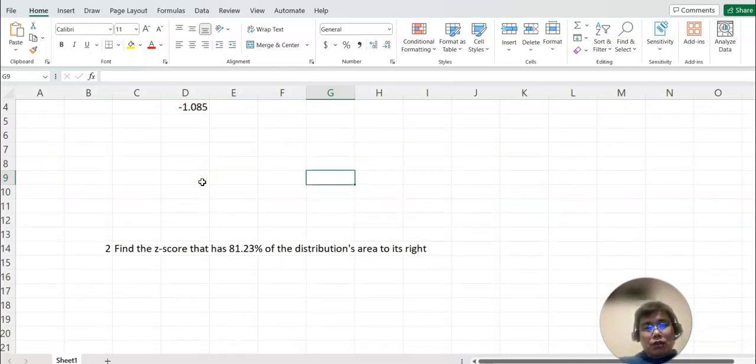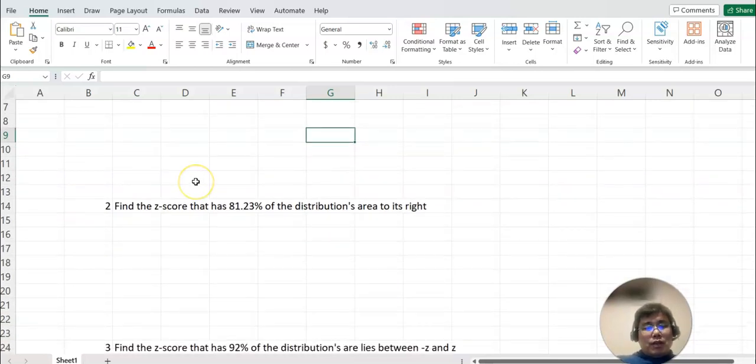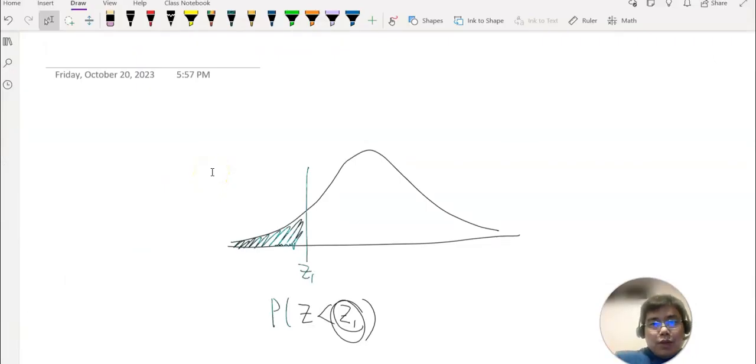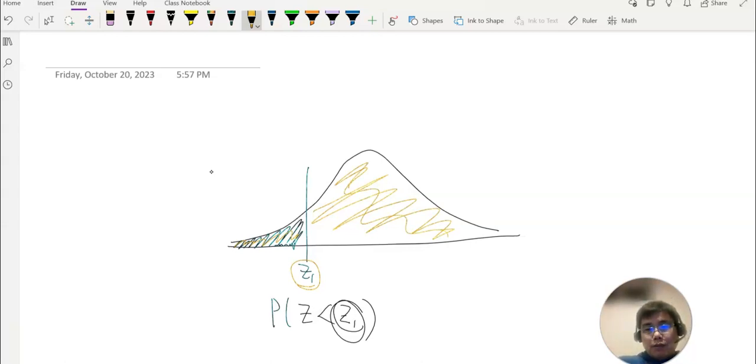Now look at the second question. Find the z-score that has 81.23% of the distribution's area to its right. We confirm that whenever we read any z1 score, the area is given on the left side, but this question asks for the right-hand side. Therefore, we need to apply another concept: the total probability sums to 1, so whatever area we have on the right, we need to subtract it from 1.